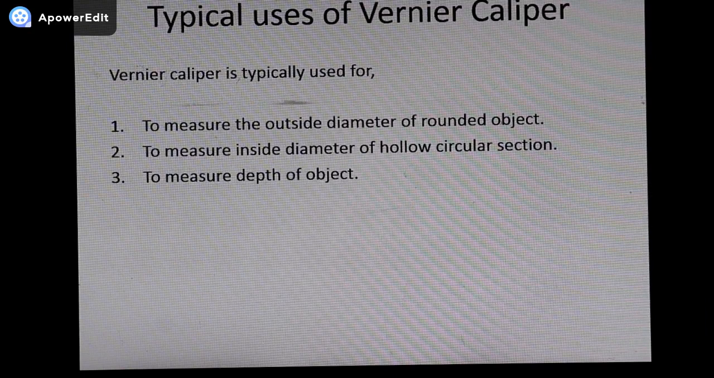Typical use of the vernier caliper. The vernier caliper is used to measure the outside diameter of rounded objects. It is also used to measure the inside diameter of a hollow circular section, as well as the depth of an object.